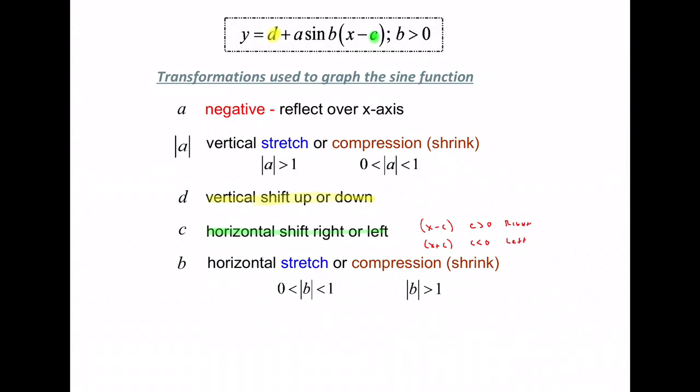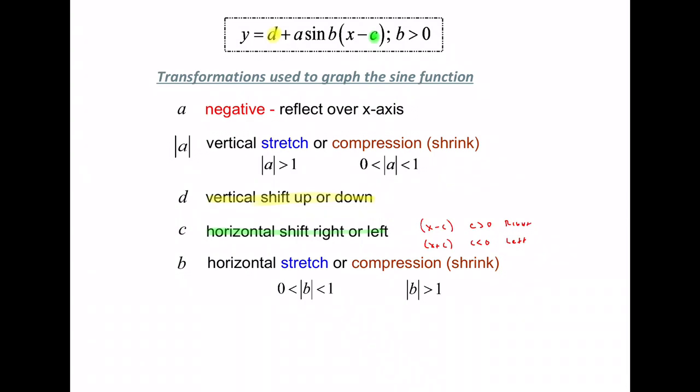B is your horizontal stretch or compression. We're going to use that to determine our period, so we won't really physically be doing the horizontal stretch and compression like we did before. But just so you remember, it is a stretch if it's between 0 and 1, and it is a compression if it is greater than 1. We also multiply by its reciprocal, and that's why that kind of switches around there.